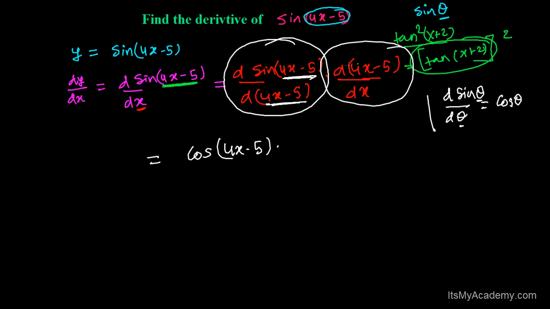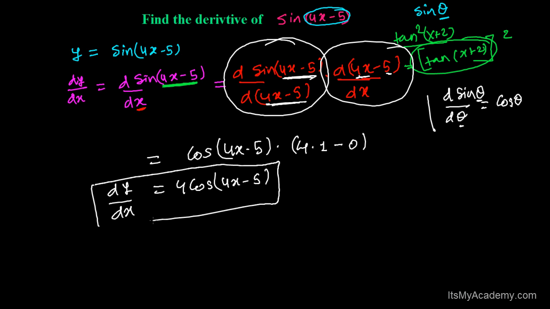Now the derivative of 4x minus 5 is a simple algebraic function that we have already learned a lot. It is the derivative of 4x and then 5, using the simple sum rule. The derivative of 4x: 4 is a constant quantity, so it comes outside, and the derivative of x is 1, and the derivative of 5 is 0. That's it. So I get cos 4x minus 5, and this 4 is multiplying here. This is my required derivative of the given function.